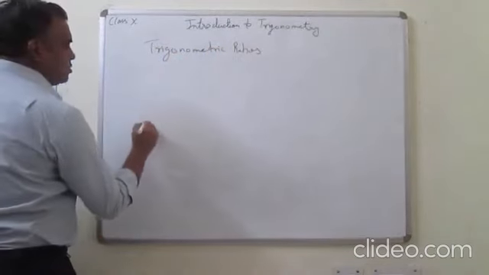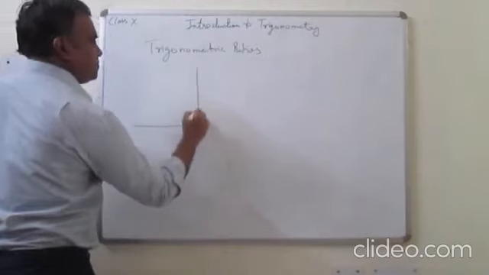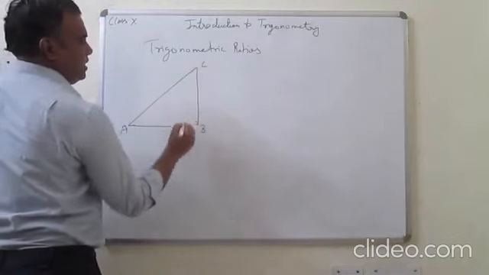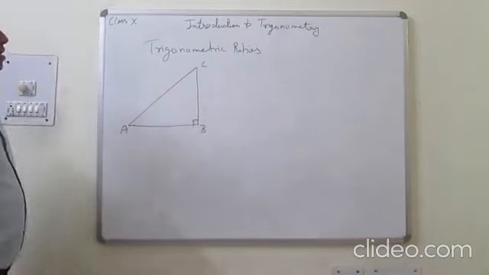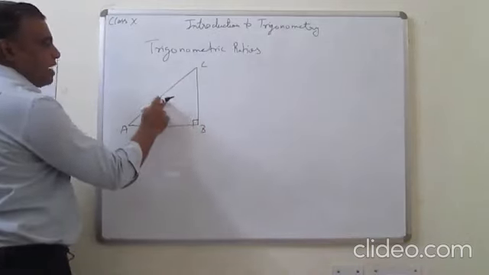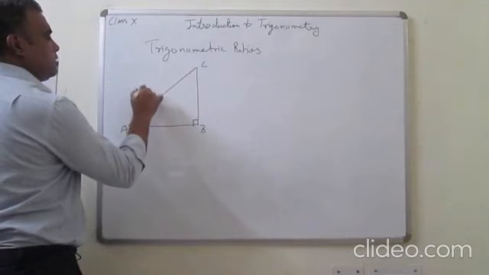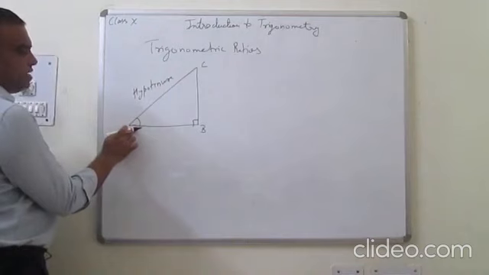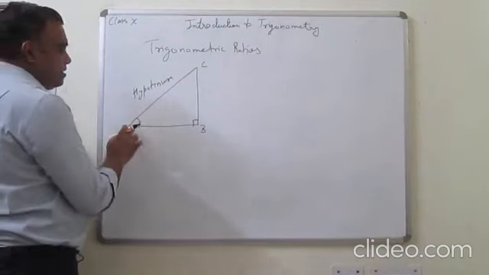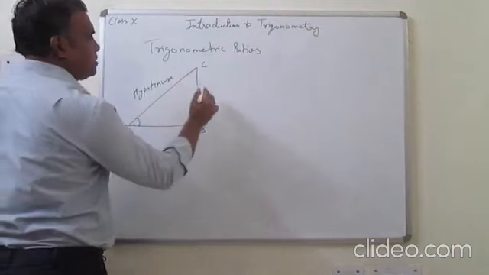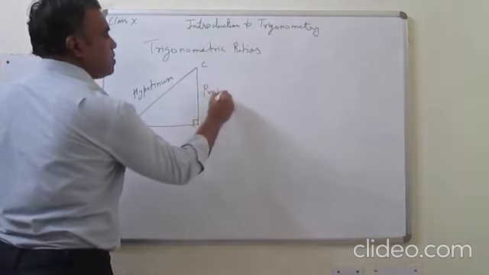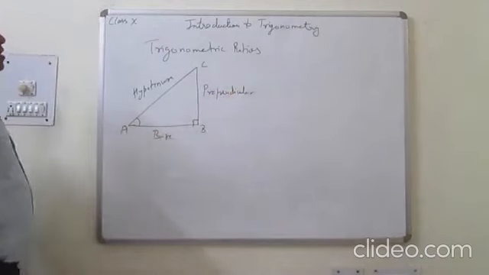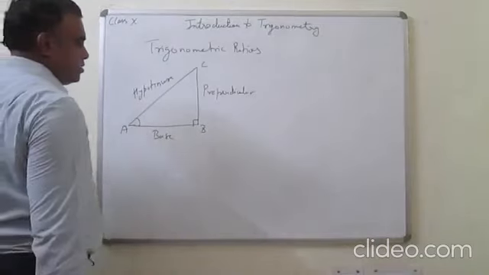Now let us draw a right angle triangle ABC. It is right angle triangle at B. Now, side opposite to right angle is hypotenuse. If I take angle A, the side opposite to angle A is perpendicular and the remaining is base. Now, there are 6 trigonometric ratios.